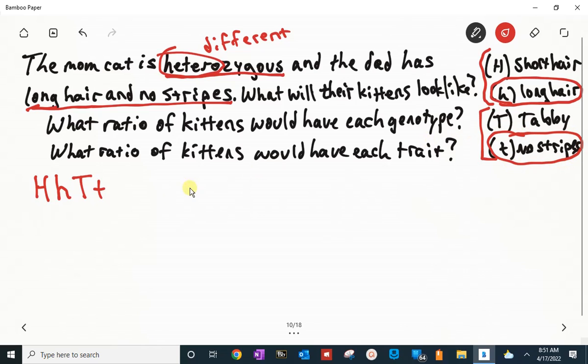So he is going to have to be homozygous, because if he were to have a capital H and a lowercase h, that capital H, which is dominant for short hair, is going to cancel out the long hair allele. So he can't be heterozygous. He must be homozygous for these recessive alleles.